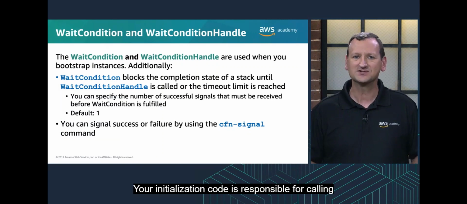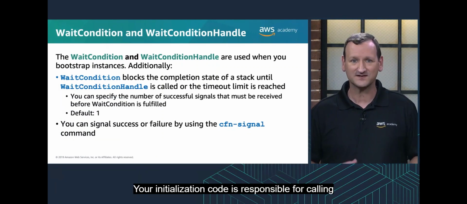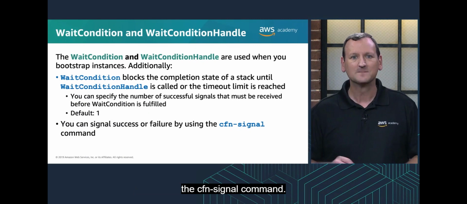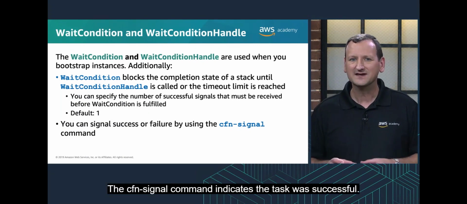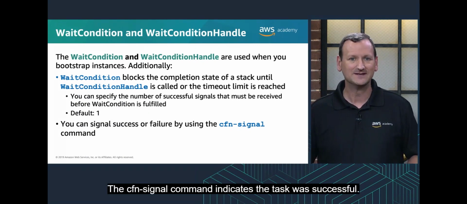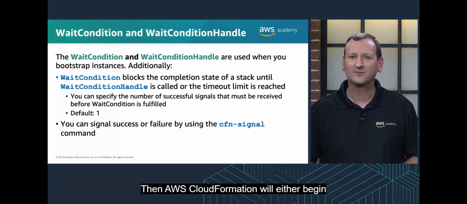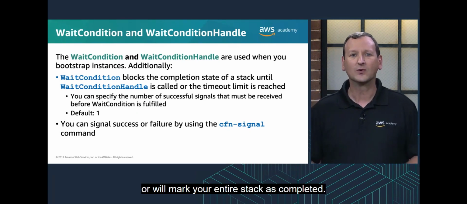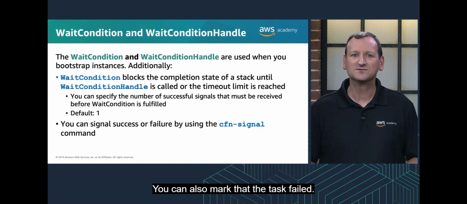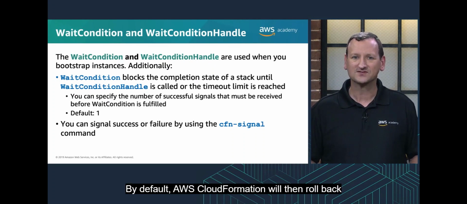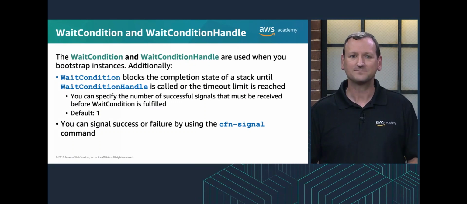Your initialization code is responsible for calling the CFN signal command. The CFN signal command indicates the task was successful. Then, AWS CloudFormation will either begin creating the next resource in your stack, or it will mark your entire stack as completed. You can also mark that the task failed. By default, AWS CloudFormation will then roll back any resources it created while running the template.